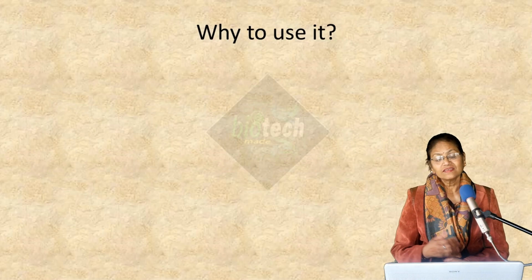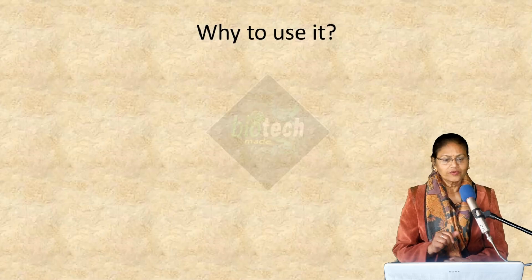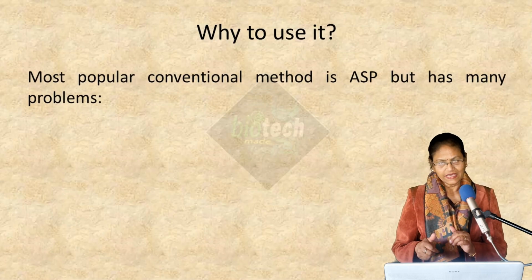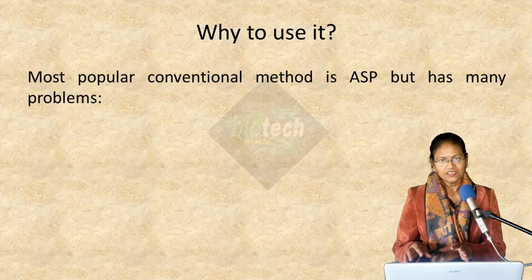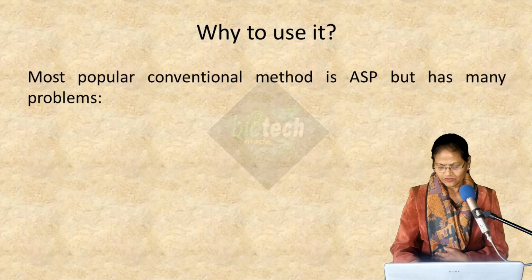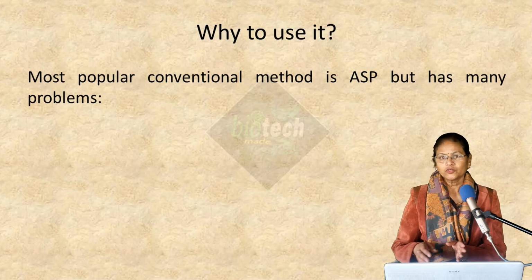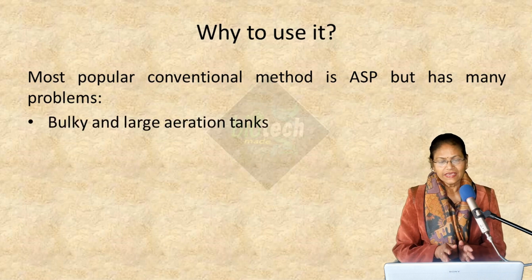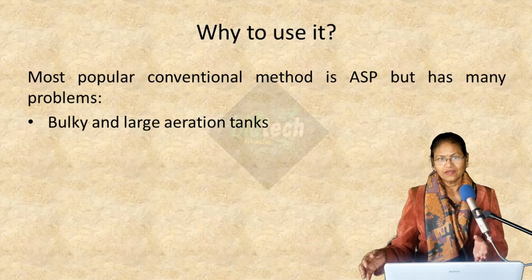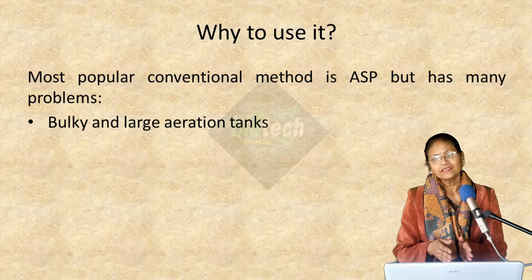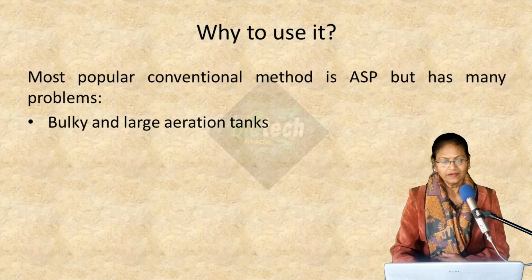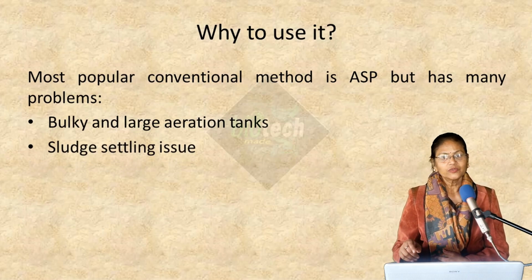Now the question is, why use it? The most popular conventional method is ASP. ASP is the activated sludge process, which is used most commonly in wastewater treatment, but it has many problems. So that's why people are switching over to MBBR. ASP has a bulky and large aeration tank, so you need lots of land for that, and the land cost is more there. And the sludge settling issue is there.